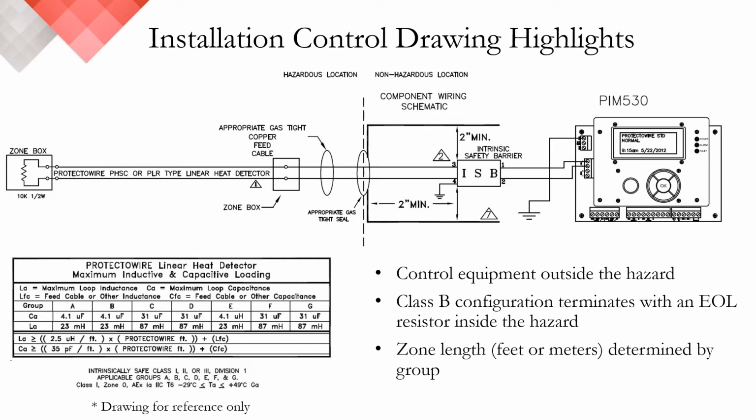You'll also note on this drawing that there is an inductive and capacitive loading chart. Depending on the group of the classification, this could affect your zone length. I'm just touching on it so you're aware of it. If anyone has any questions on that, you can give us a call and we'll help you figure it out. This drawing doesn't represent a complete control drawing. I just took bits and pieces of one for the purposes of this webinar. So now let's move on to protecting the tanks themselves.